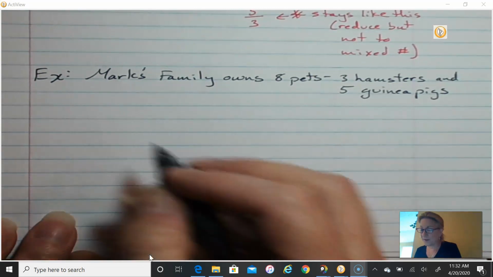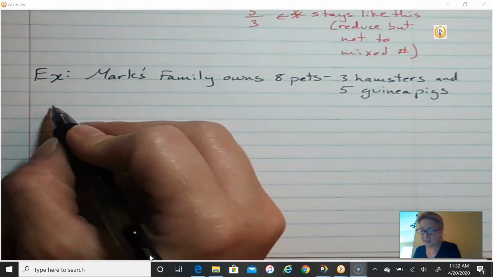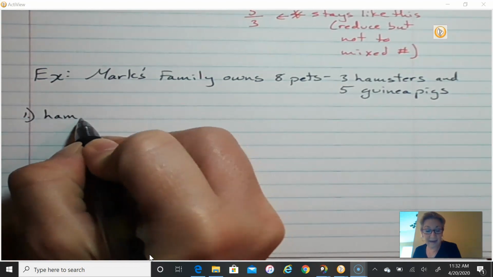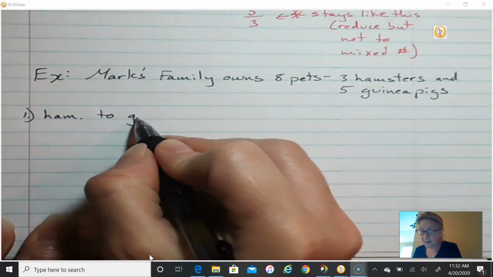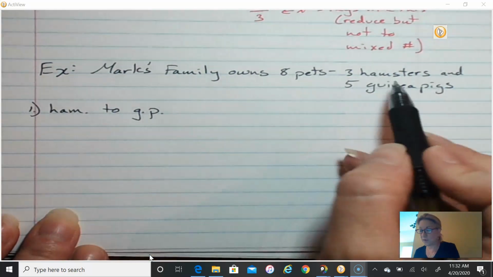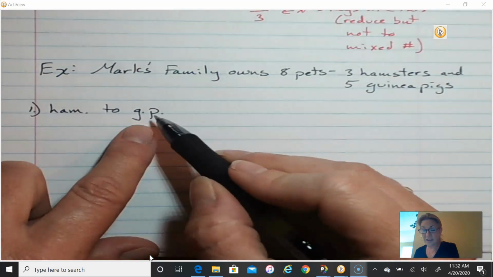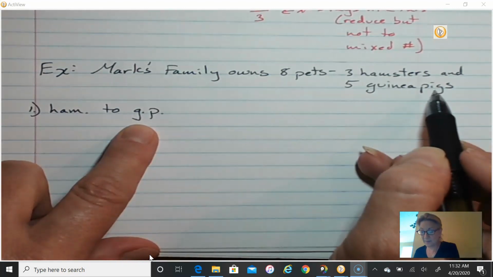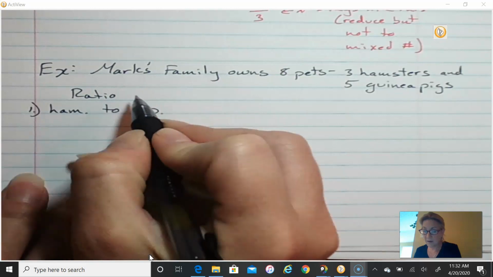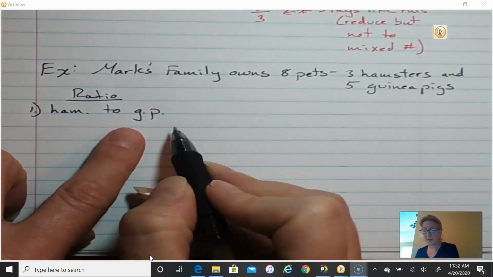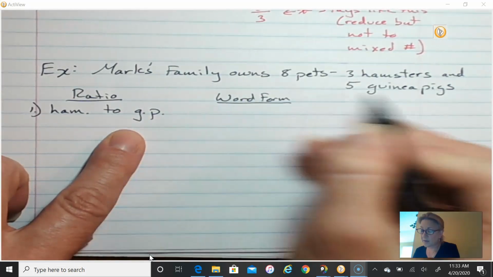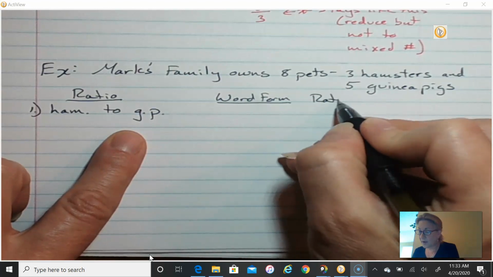Oh, and your book is so nice. When they say word form, wait till you see what it is. Okay, so hamsters, I'm just going to write ham to guinea pigs. Hamsters to guinea pigs. I hope y'all know ham is hamsters, GP is guinea pigs. So they're wanting to know what's the ratio of hamsters to guinea pigs. So the word form, we're going to write it there. Ratio form, we're going to write it here.